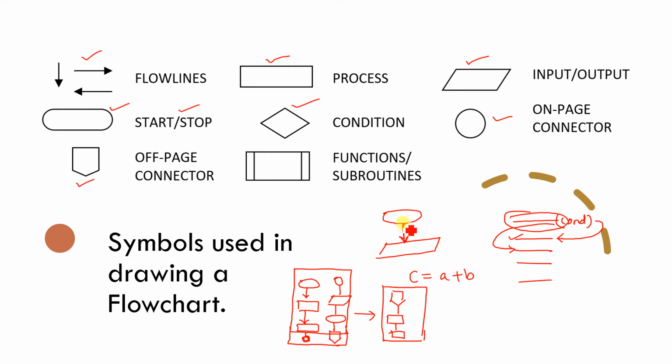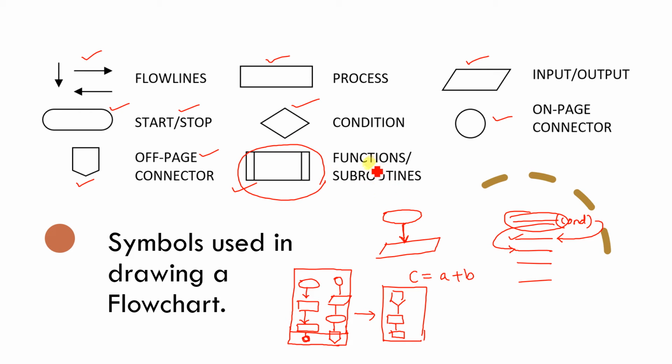Okay, so these two symbols are used for on page connector and off page connector. Later on, and finally another symbol that is called your function or subroutine. Subroutine means this specifies a particular operation. If your algorithm is itself a collection of functions or subroutines, then each subroutine is going to be represented with this symbol.